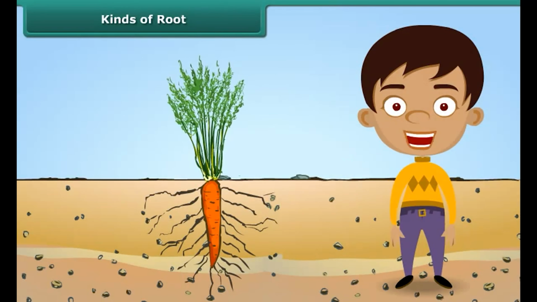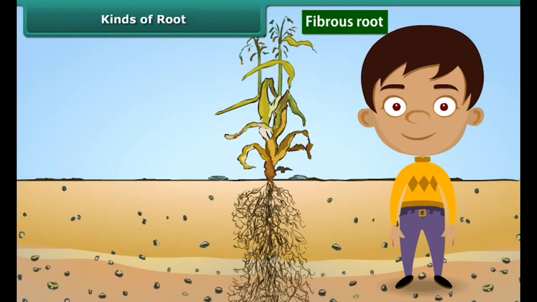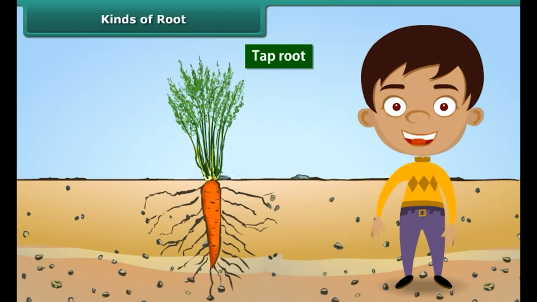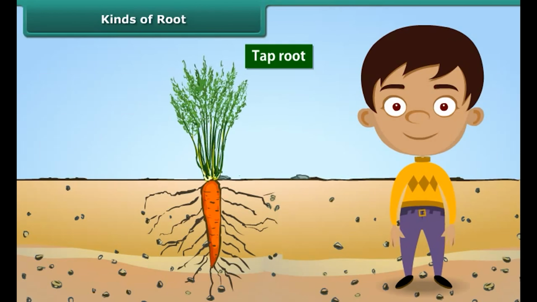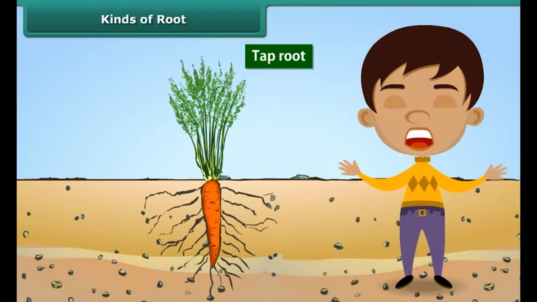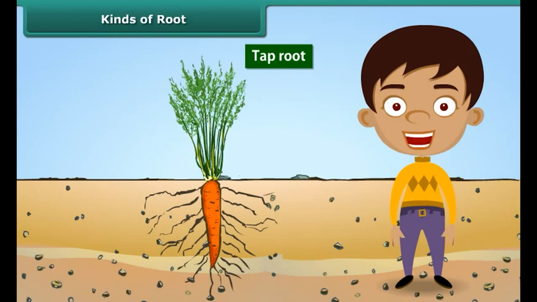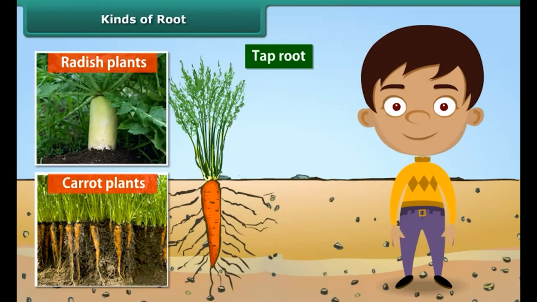Roots are of two types: taproots and fibrous roots. Taproot is a single, large root that grows straight down deep into the soil. A few small roots that branch from it are called lateral roots. For example, roots found in radish and carrot plants.